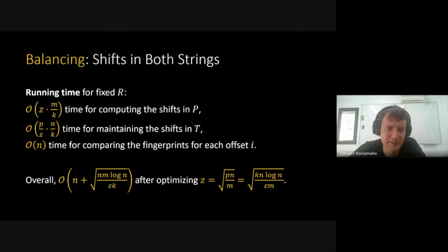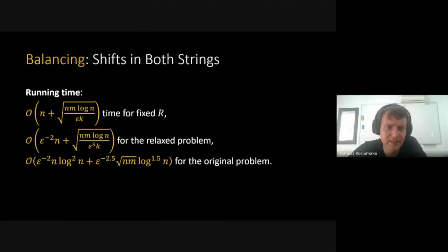So it's linear in n from the first term, and the first two terms meet at square root of nm log n over epsilon k, which is not such an intuitive running time, but you can think of m as upper bounded by n. So this is roughly n times log n to the 0.5, and there is also some small dependency on epsilon and an inverse square root dependency on k. However, for fixed r, we need to multiply by epsilon to the -2 for the relaxed version of the problem, and we need to multiply by this extra log squared n for the original problem. This is what happens with the first term.